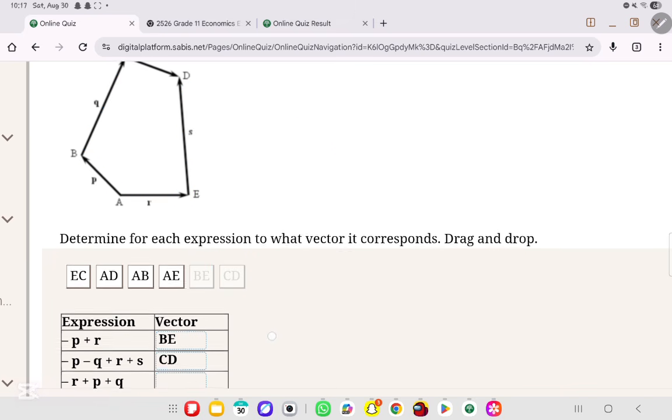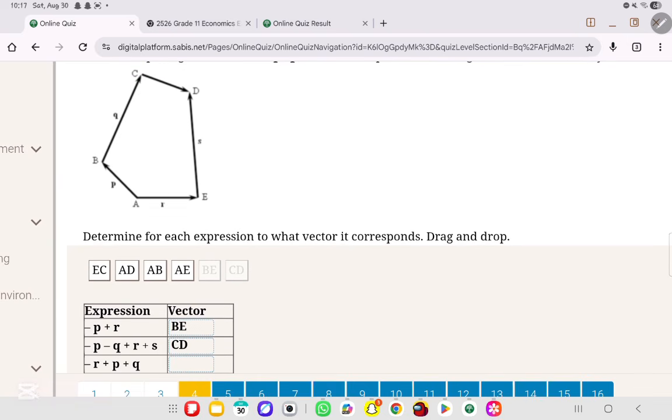We'll move on to the next one, which is minus R plus P plus Q. Let me zoom out a bit. Minus R goes like this, plus P goes like this, plus Q goes like this. So where is the starting point? The starting point is over here at E, and the ending point is over here at C. So if you connect it together, you will get vector EC.